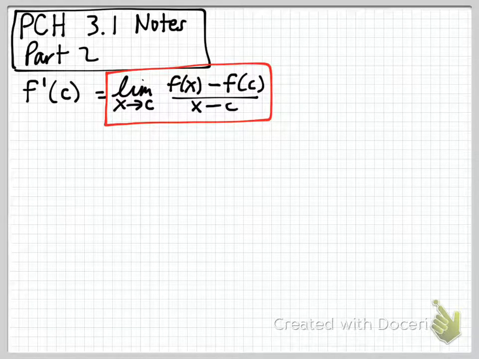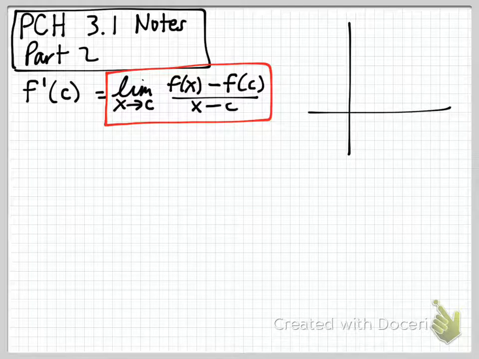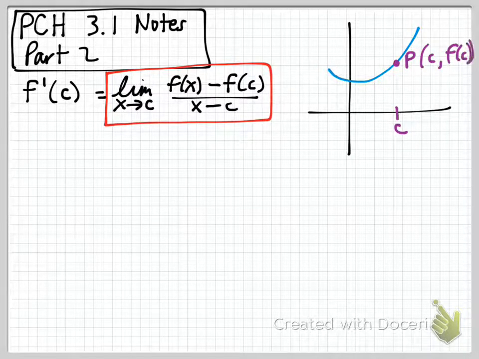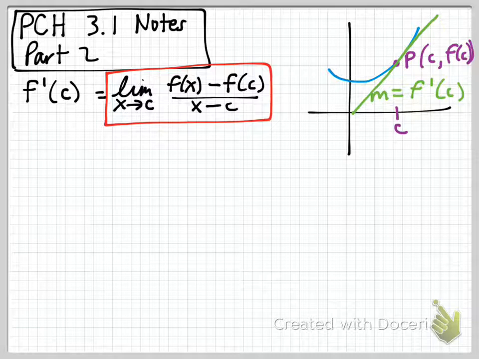And just to make sure we're good with that, we have this function, f of x, and we put this point P right there, and that point P is directly above the x value of point c. So the point P has coordinates c comma f of c. Well, we're not really interested in that so much as we are this tangent line right there. In fact, we're interested in the slope of the tangent line, and that was defined to be f prime at c. So the slope of the tangent line is dependent upon where c is.